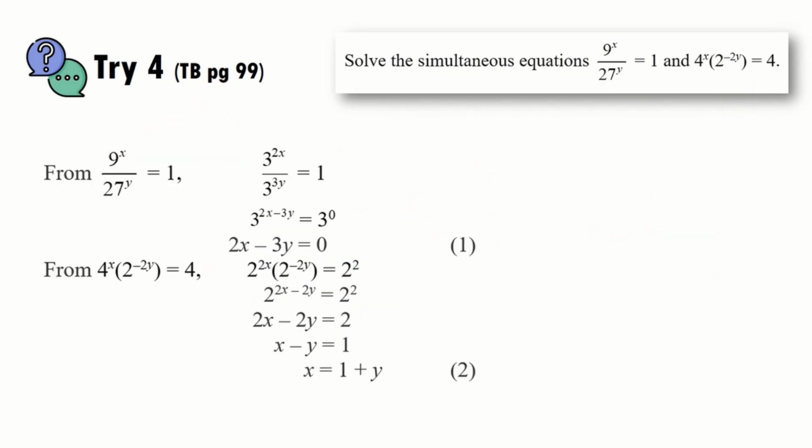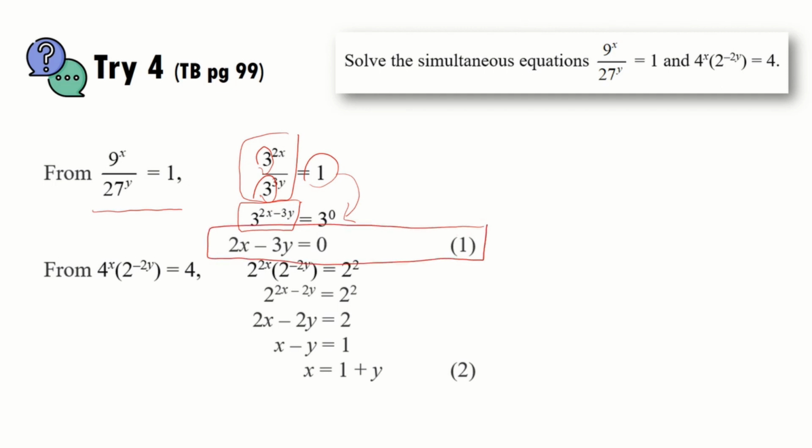We will now take a look at try 4, where we want to solve a pair of simultaneous equations. These simultaneous equations are not familiar to us because we cannot directly do substitution or elimination method. From the very first equation, what we will do first is to change 9 and 27 to a base of 3. Then we simplify the left-hand side in order to get 3 to the power of 2x minus 3y. We need to also be aware that 1 can be expressed as 3 to the power of 0. Then we have 2x minus 3y equals to 0. This equation over here is something that we are familiar with since Sec 2.